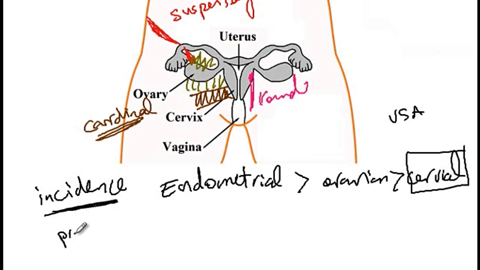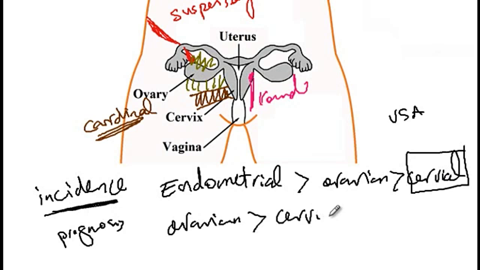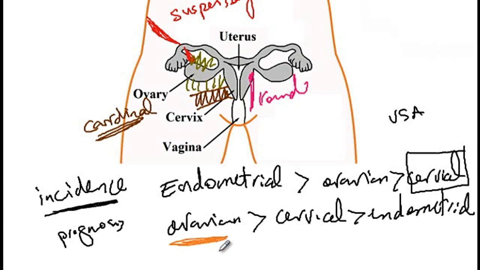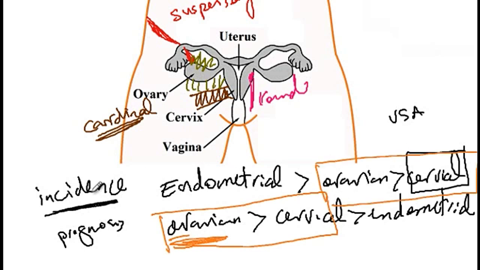And then for the prognosis, ovarian is number 1, then after that cervical, and then endometrial. The ovarian cancer has the worst prognosis. Now, if you need a memory aid to memorize the order of these tissues, what you can do is that ovarian and cervical are always one after the other. So ovarian, cervical, ovarian, cervical. And then for the incidence, you put endometrial first, and then for the prognosis, you put endometrial last.